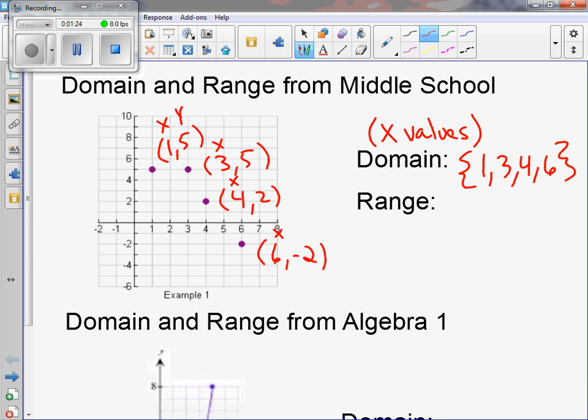Range, look at all the y values. So we have 5, another 5, 2, -2. So our range, again from least to greatest, and this time it's bottom to top: -2, 2, 5. And we actually do not write 5 twice, we write it just once.